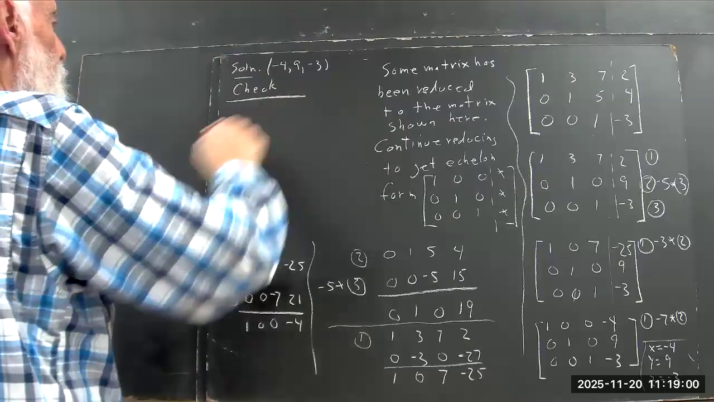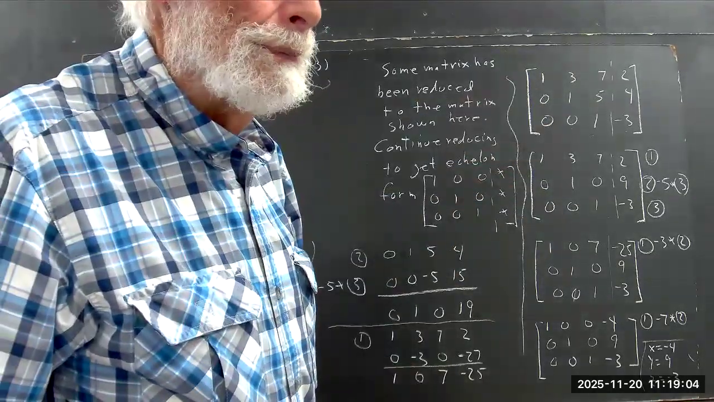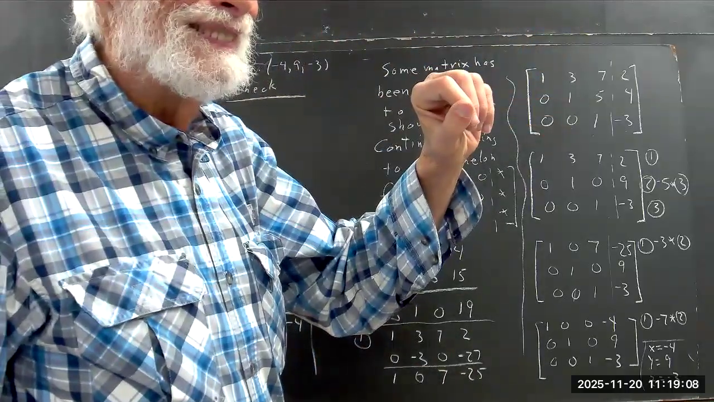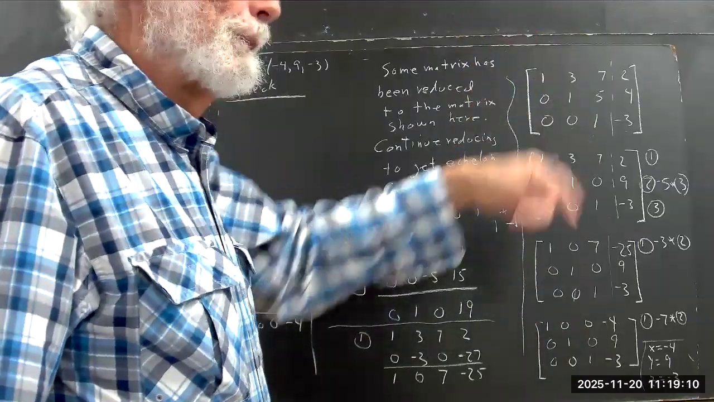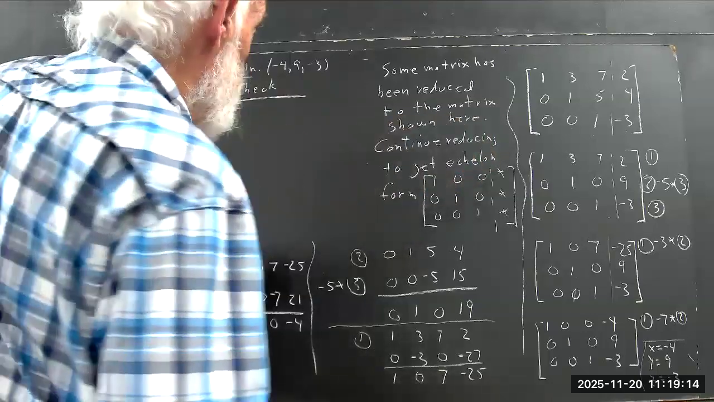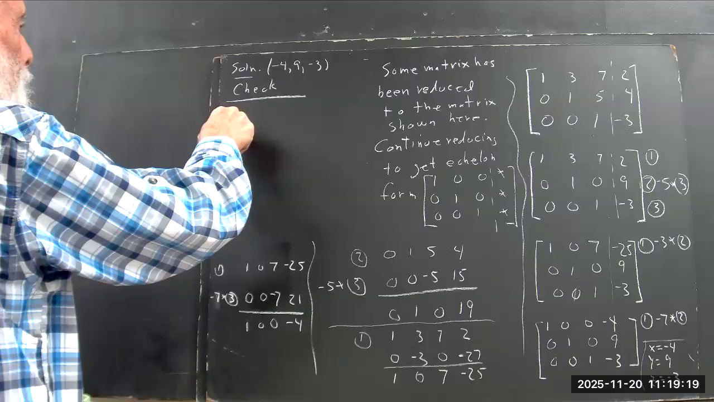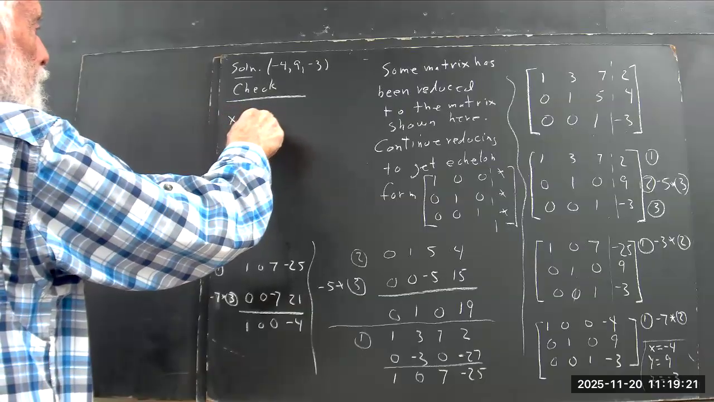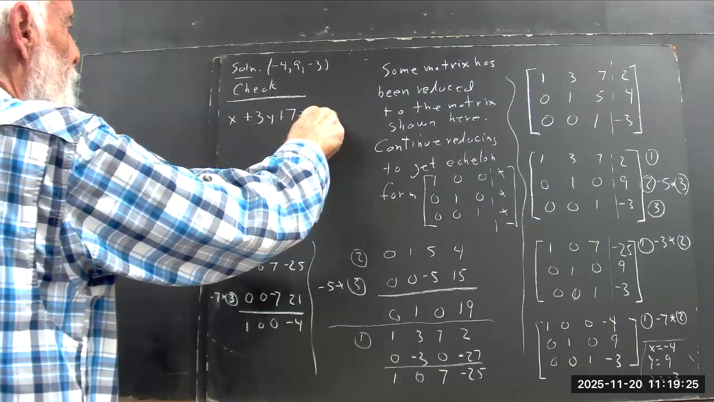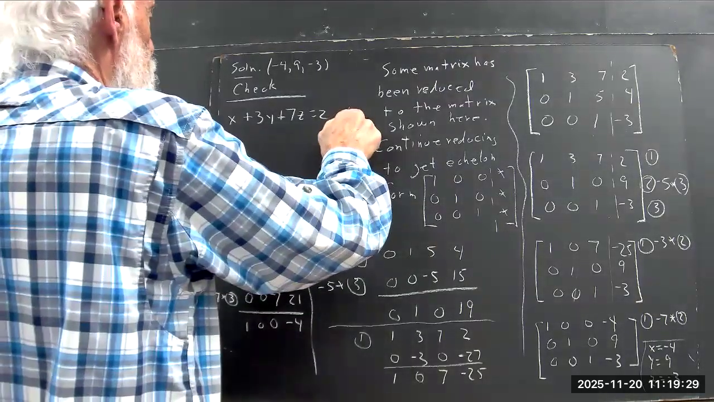Check. We check with the matrix we started with. And of course, if you reduce something else to get this matrix, you'd have to check in the original matrix. But just taking this matrix as our starting point, original matrix, got this equation. This would be like equation 1.